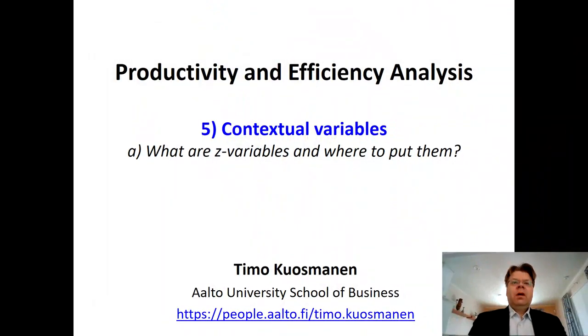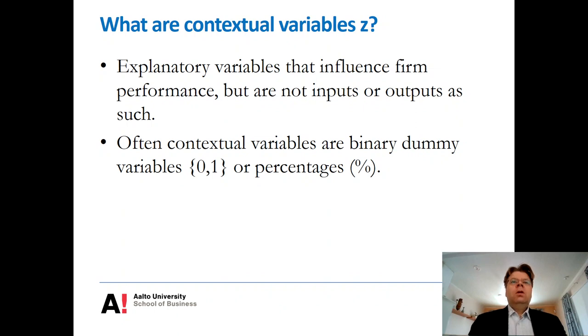As the fifth topic, we focus on so-called contextual variables, often denoted by the symbol Z. And we start by first considering what exactly these Z variables are and where to put them in the frontier models. So firstly, what are the Z variables?